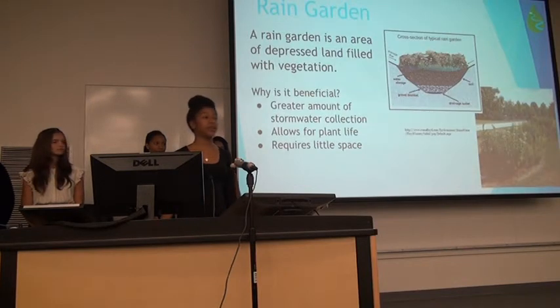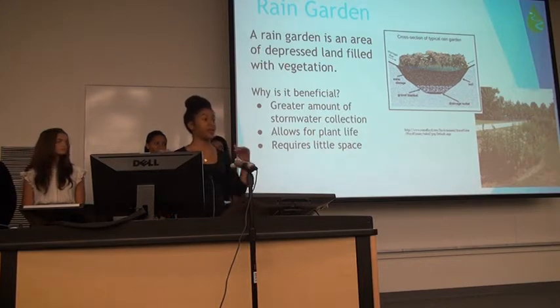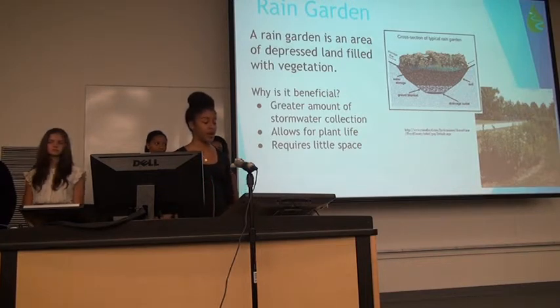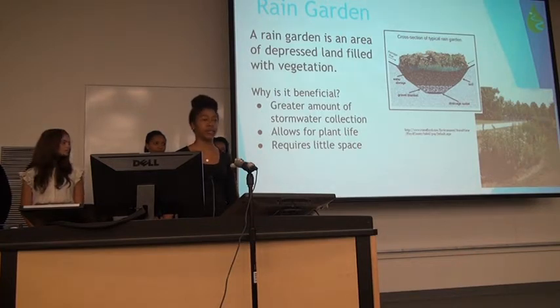The next BMP is a rain garden. A rain garden is an area of depressed land filled with vegetation. It's beneficial because it can collect a great amount of stormwater. This is because the land is depressed, the water flows in the direction of the depressed land, and it can collect that water. So this allows for plant life to exist, and it requires little space, so it can be put in places like cities.